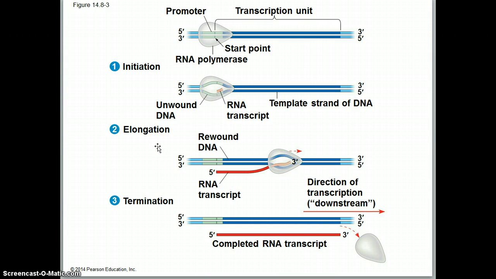Elongation is when the RNA transcript is going to begin to start. It always goes in a 5' to 3' direction. That's how RNA polymerase can add these mRNA nucleotides. And then eventually a complete RNA transcript will be created and the sequence will be terminated.